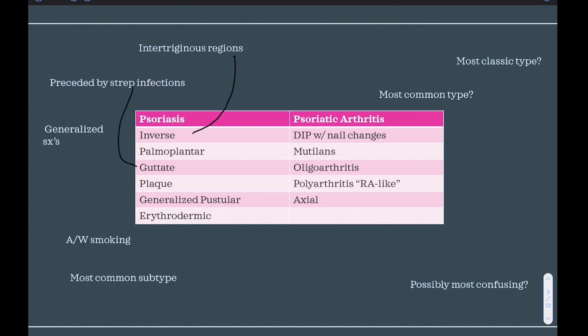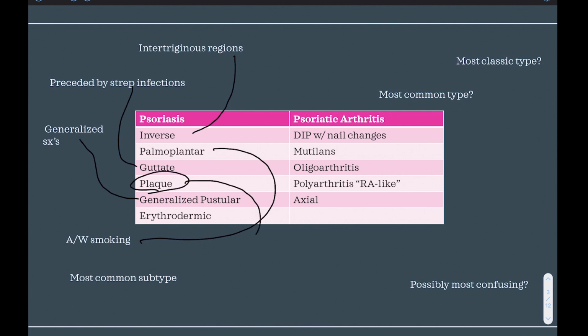Do you remember the type of psoriasis associated with generalized symptoms? Yes, it's called generalized pustular psoriasis. The name suggests its association with systemic symptoms. What about the type that is associated with smoking? That would be palmoplantar psoriasis. These subtypes are all very interesting, but the most common subtype you'll see in clinic is plaque psoriasis.